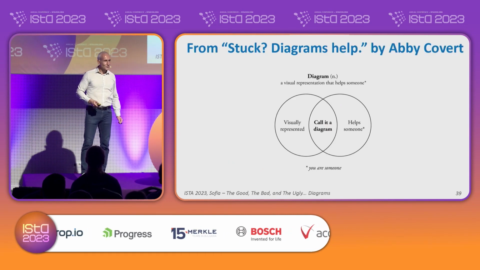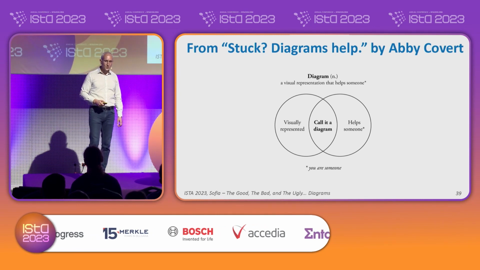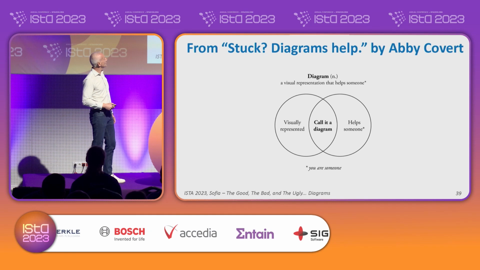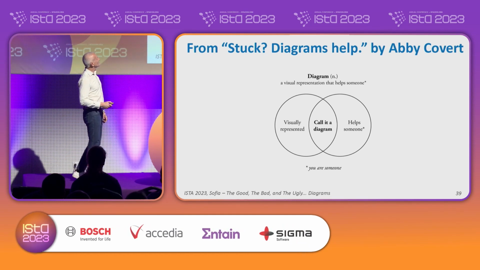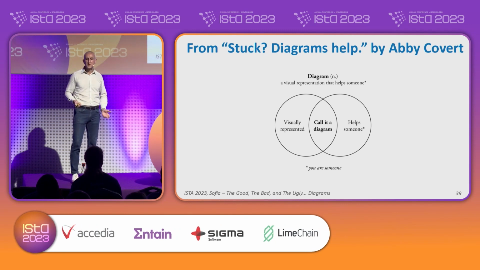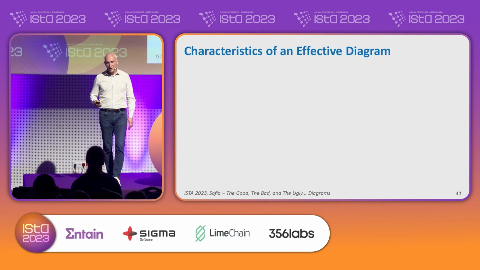The book that I just gave to the gentleman actually has this picture on the cover. It's a simpler definition: a diagram is something that is visually represented and helps someone. I like it. So what are the characteristics of an effective diagram?